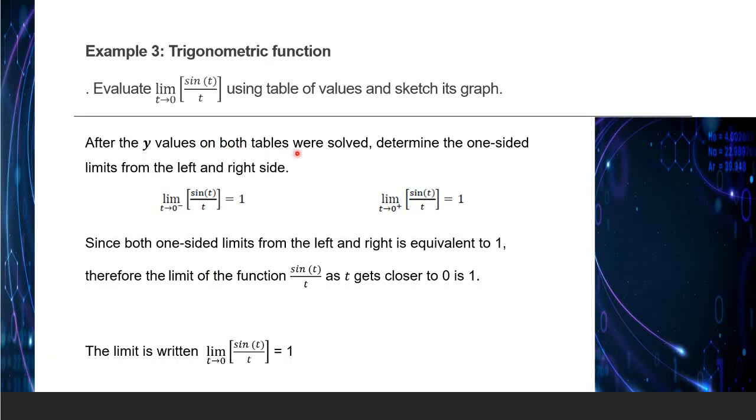After the y values on both tables were solved, determine the one-sided limits from the left and right side. So the limit of sine t over t as t approaches 0 from the left is equal to 1. And the limit of sine t over t as t approaches 0 from the right is equal to 1 also. Since both one-sided limits from the left and right are equal to 1, therefore the limit of the function sine t over t as t gets closer to 0 is 1. So the limit is written as the limit of sine t over t as t approaches 0 is equal to 1.